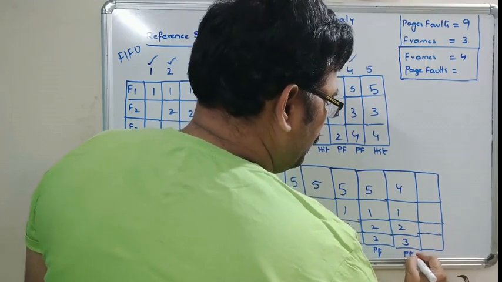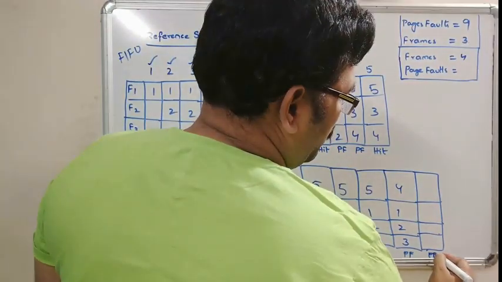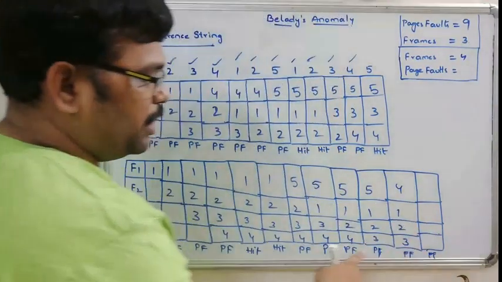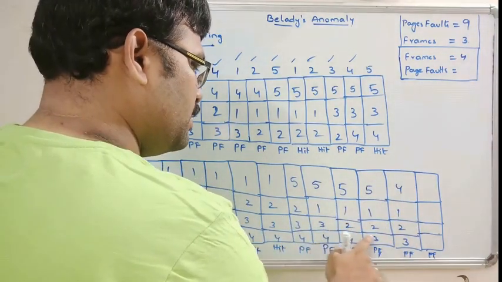So it is a page fault. And again 5 is not available here. It is also a page fault. Okay. So which do we have to replace? So 4 starts here, 1 starts here, 2 starts here, and 3 starts here.